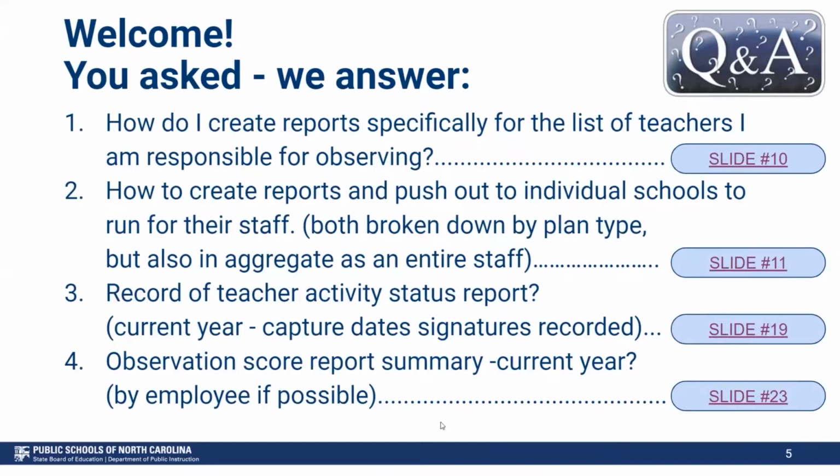So here are some questions that were asked. How do I create reports specifically for the list of teachers I am responsible for observing? We'll take a look at that answer. How to create reports and push out to individual schools to run for their staff? Can they be broken down by a plan type, but also aggregate as an entire staff? We'll look at how we can do that in ad hoc reporting. Is there a record of teacher activity status report for the current year, and can it capture dates and signatures that were recorded? So yes, we will take a look at that. And then we will answer the final question: observation score report summary for the current year by employee, if possible. So we'll ask that throughout the webinar. I put the links to where the answers are on the right there.